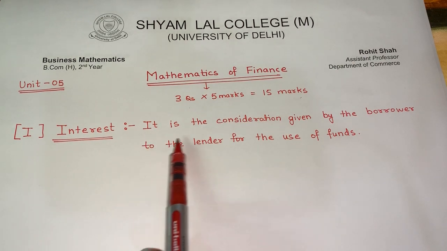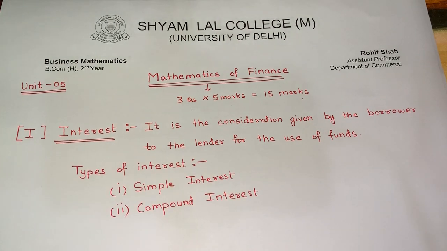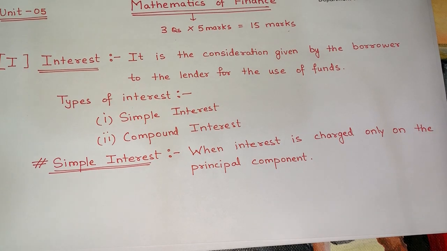What is interest? Interest is the consideration given by the borrower to the lender for the use of funds. There are broadly two types of interest. First is simple interest and second is the compound interest. Now, what is simple interest? When interest is charged only on the principal component, then it is termed as simple interest.